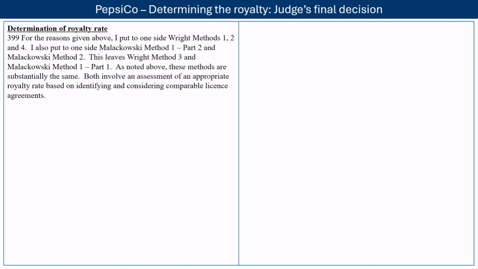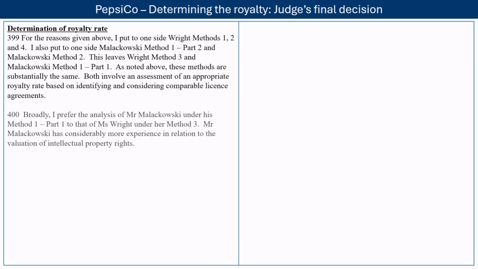And remember, the problem with the benchmark is you normally know very, very little about either of the parties on both sides of the benchmark transactions. Broadly, I prefer the analysis of Mr. Malachowski under method 1, part 1, to that of Mrs. Wright under her method 3. Mr. Malachowski has considerably more experience in relation to the valuation of intellectual property rights. And the court describes earlier, in discussing these two expert witnesses, that Mrs. Wright is more of a forensic investigator, but as we can see, her method is very thoroughly based in the arm's length method, whereas Mr. Malachowski was more of a dealer who's done many of these types of transactions before in his life.